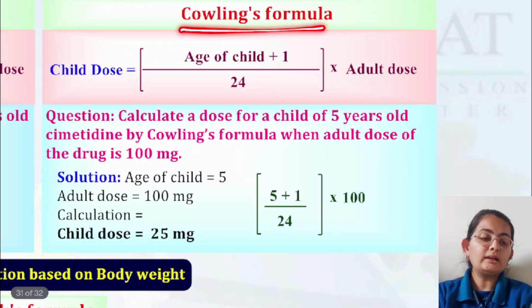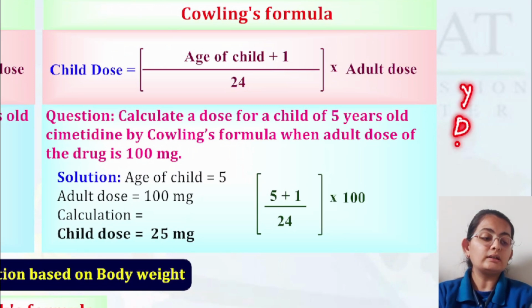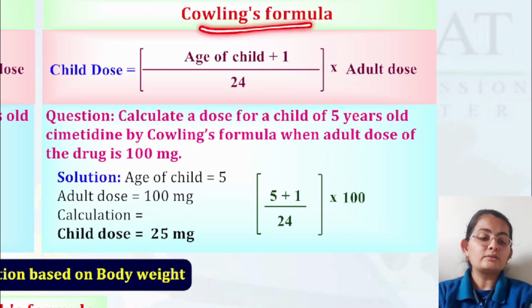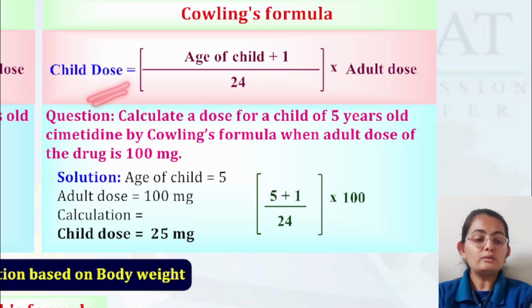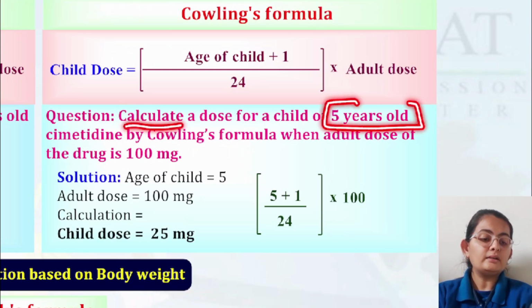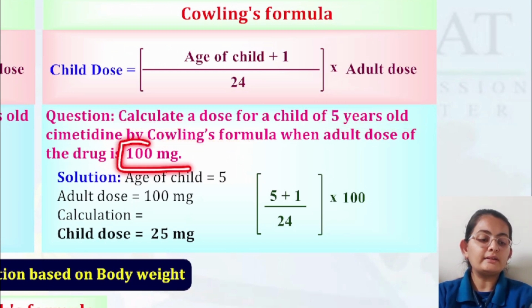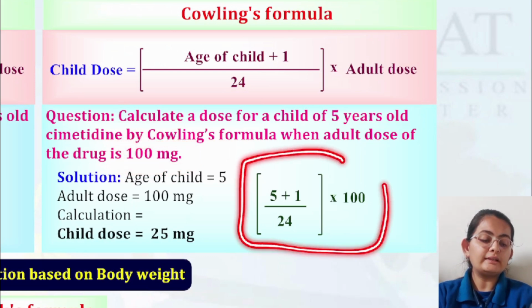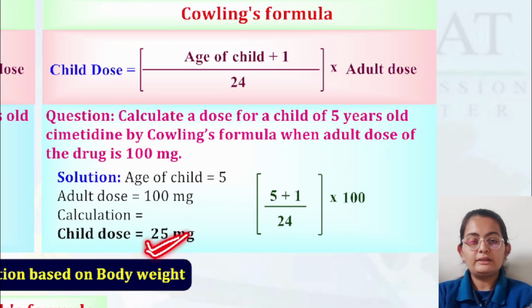Next is Cowling's formula. So till now we have seen Young's formula, Dilling's formula, and Fried's formula. Now we are seeing Cowling's formula. Cowling's formula tells that child dose is equal to age of child plus 1, divided by 24, into the adult dose. Okay, age of child plus 1 divided by 24. Here, calculate the dose for a 5-year-old child by Cowling's formula, and the adult dose given is 100 mg. Simply keep all the values here. It will be 6 by 24 into 100. Then the rest is your calculation. Child dose will be 25 mg.